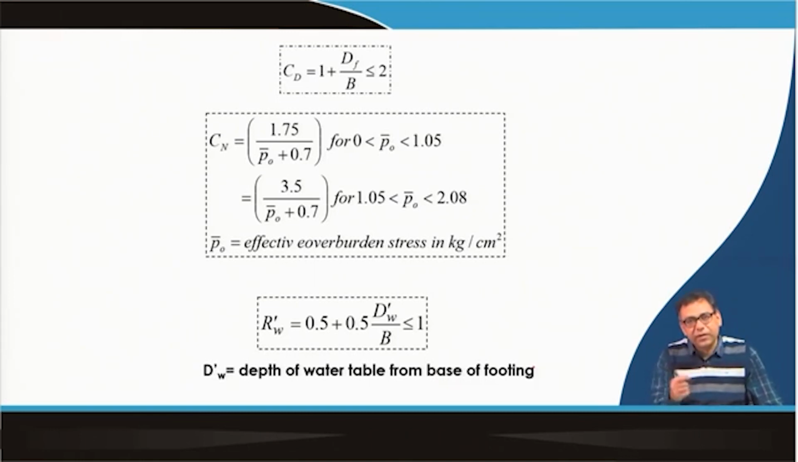So, remember that these water table corrections are incorporated in different ways. In most of the cases there are two types. One way is that the water table is considered from the base of the foundation, and another way is that the water table is considered from the ground surface. Okay. So, you have to use the proper correction factor which is recommended by the different theories. So, here the Dw', which is the depth of water table from the base of the footing.